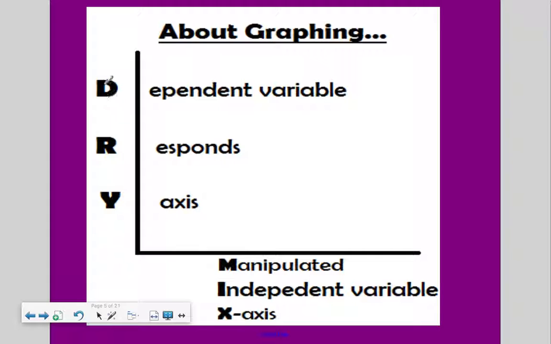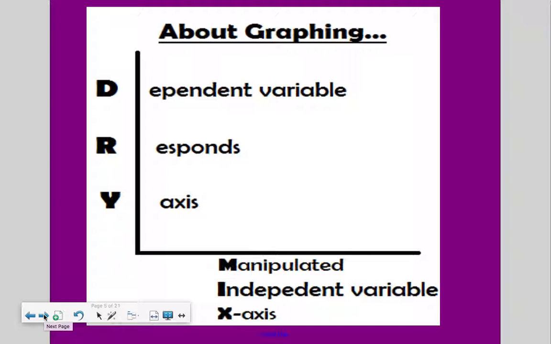But I know in science, they talk about the DRY MIX. I'll be honest, I do use this to help myself out. The dependent is the y-axis because the dependent responds, while the independent is the x-axis. That's what is manipulated. This one changes, and so this one will respond to its change. So the y-axis is always the dependent, the independent is always the x-axis.